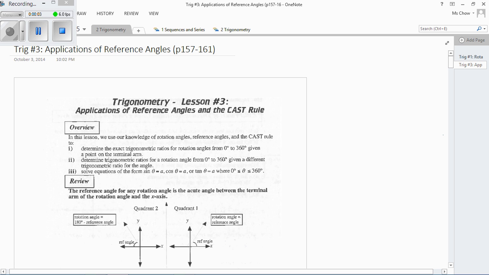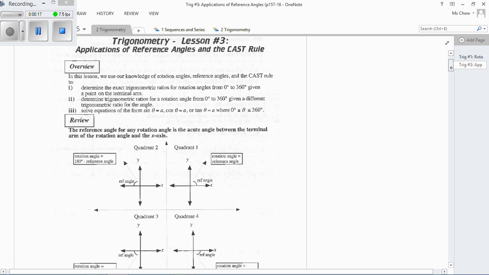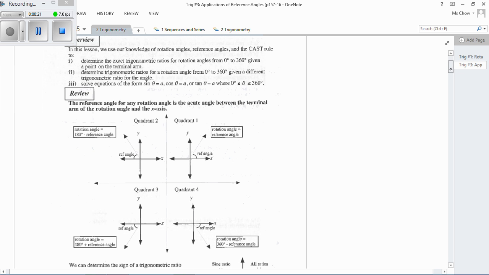Let's look at Trig lesson number 3, applications of reference angles, on pages 157 to 161 in your workbook. What we're building on is your knowledge of rotation angles, reference angles, and the CAST rule that you've looked at in the previous 2 lessons.